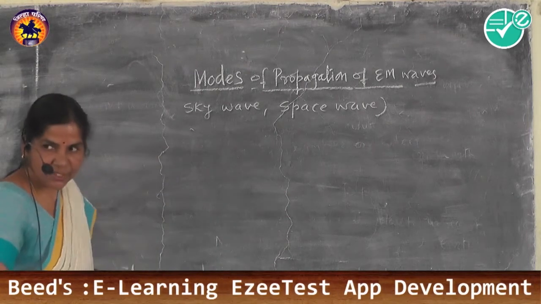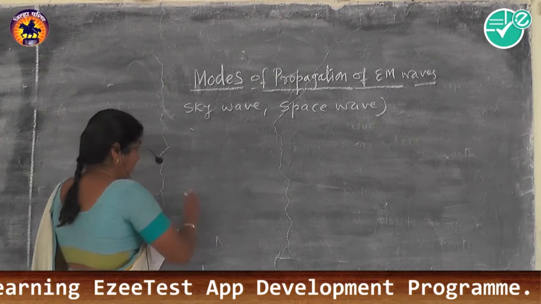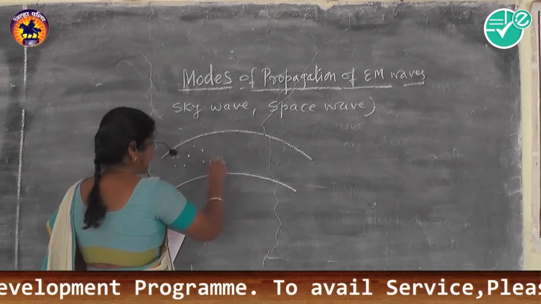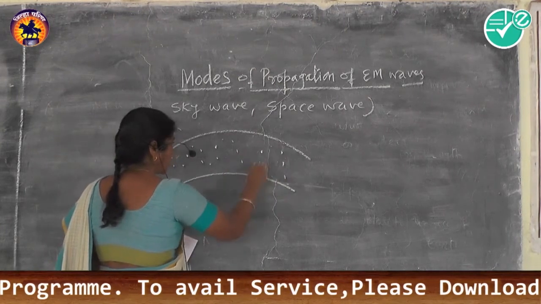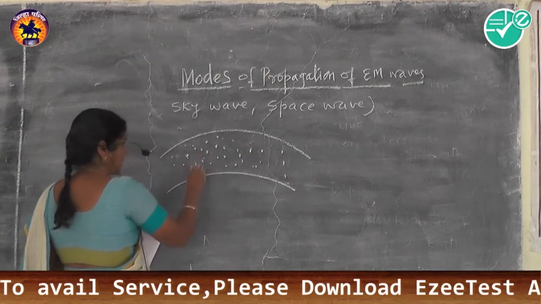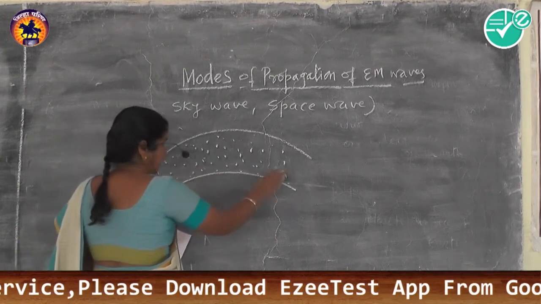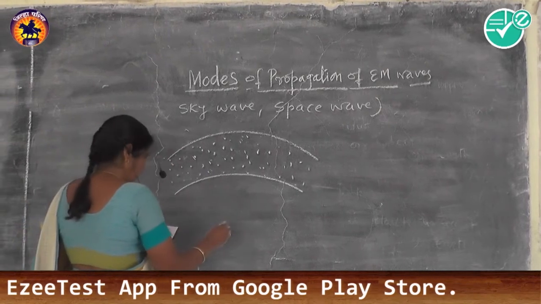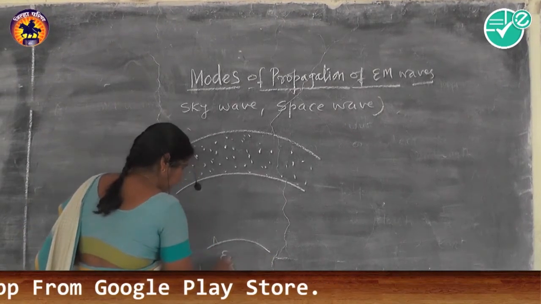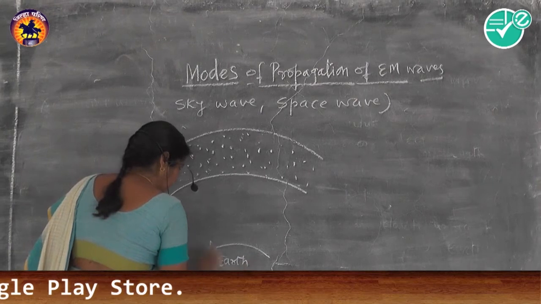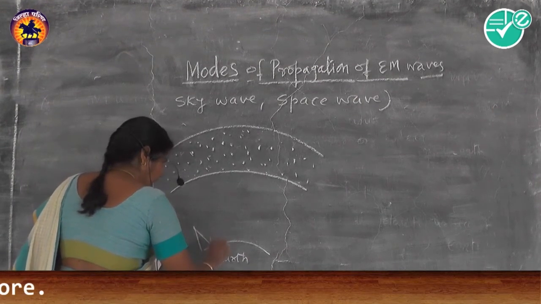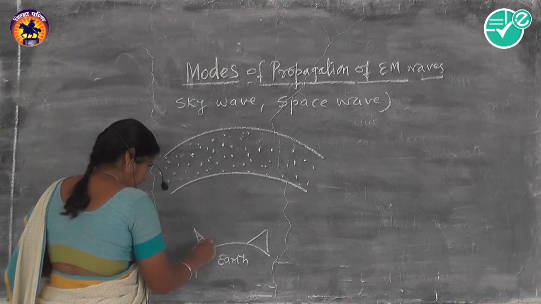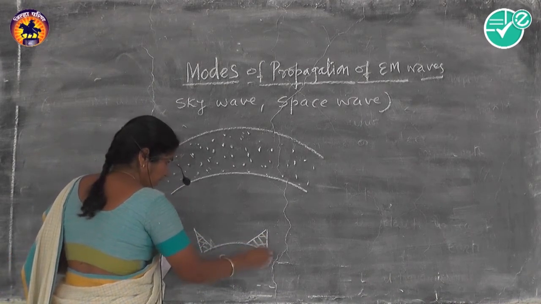In sky wave propagation, we use the ionosphere, the major part of which contains free electron density, and therefore these electrons take part in communication in a good manner. So here is the Earth's surface, and there are two antennas. One is known as the transmitter, and the second one is known as the receiver.